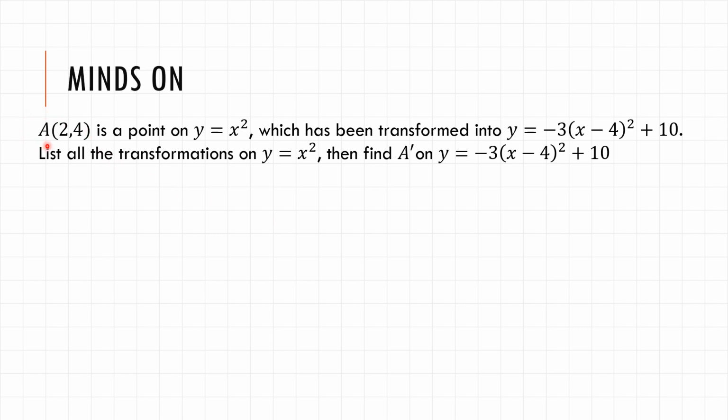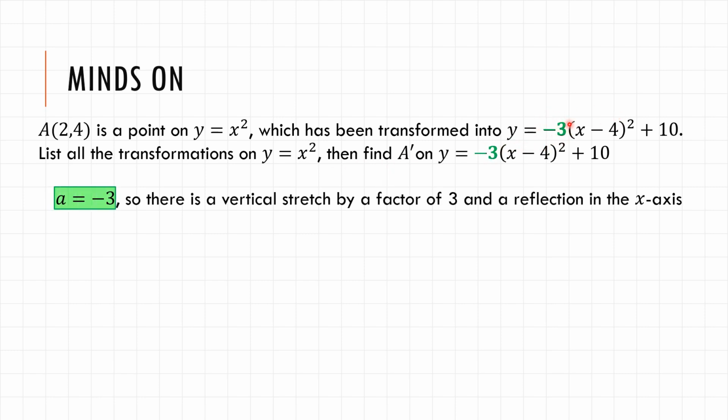To start off, I'll ask you this question. This point is on y equals x squared, and it's been transformed onto this new quadratic. Can you list all the things that have happened to the parent quadratic to transform it into this new quadratic? So the first transformation we're going to look at, we'll just go left to right, okay? We'll start with the a value. The a value here is -3. That's always going to be in front of the brackets, okay? When the a value is a big number, there's a vertical stretch. When it's a negative number, there's a reflection in the x-axis.